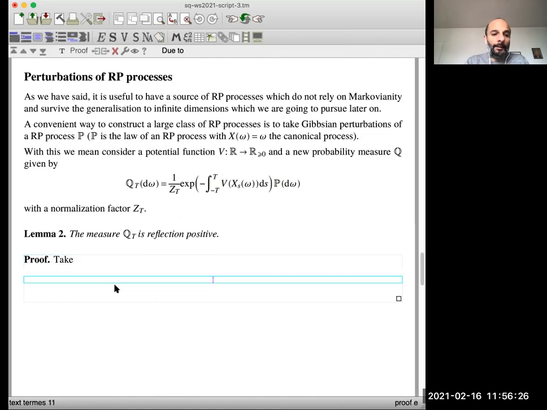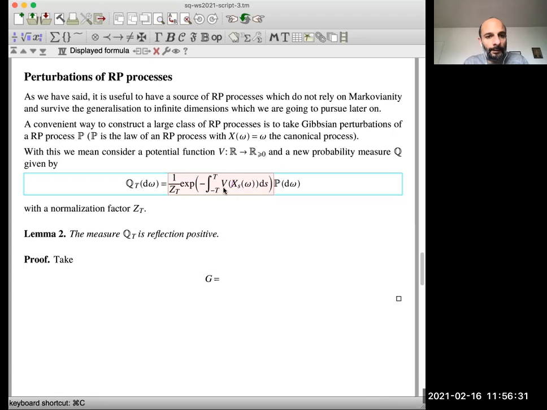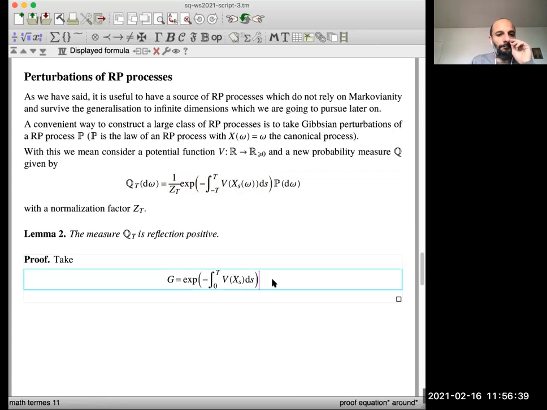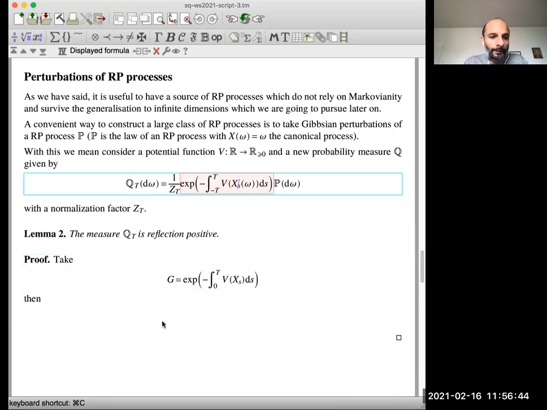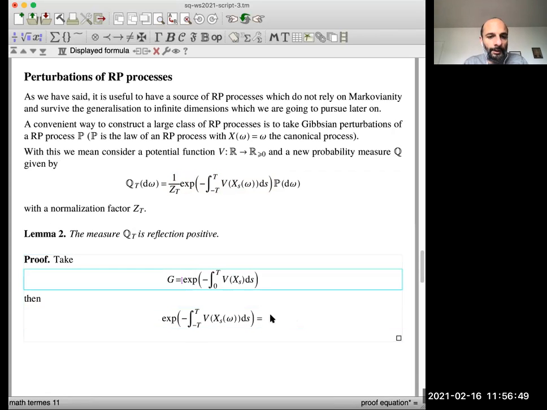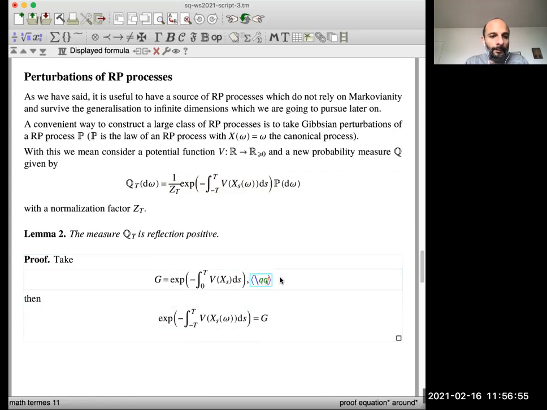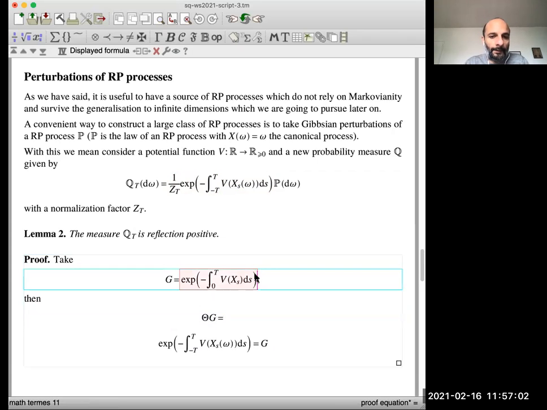So define a new random variable. Take just the positive part of this exponential. Then what do you have? Well, that's very interesting. So what is this? Well, this is certainly G. And what is theta G? That's maybe the first interesting observation.